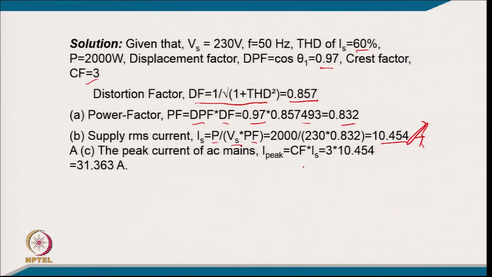So, peak current of AC means crest factor into RMS, so 3 into 10, typically ampere. So, it comes to 31.369. That is how much peaky current is being drawn by such a kind of load, typically a capacitive load.